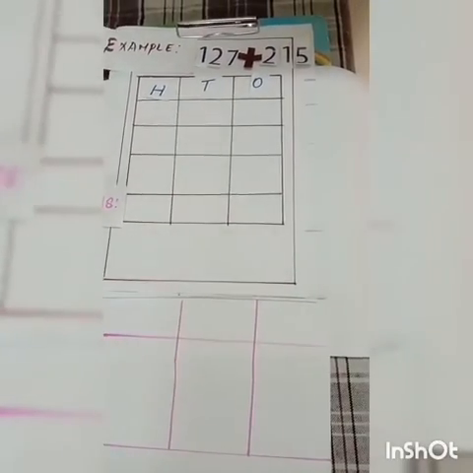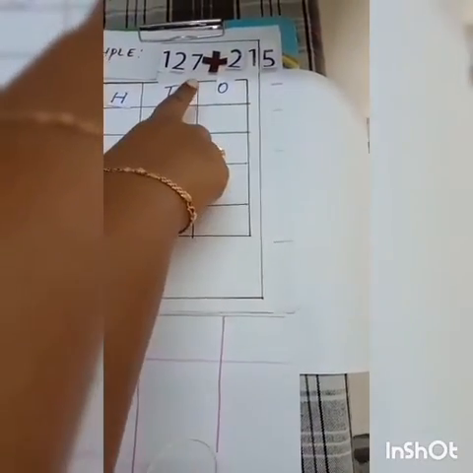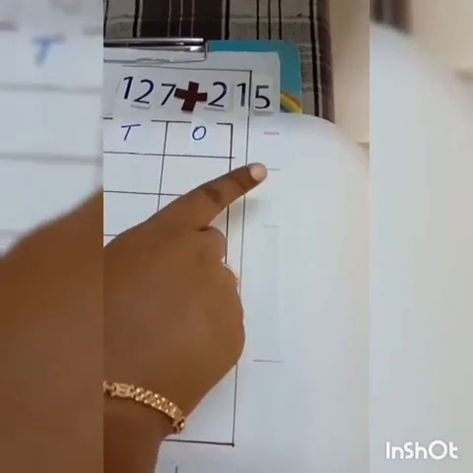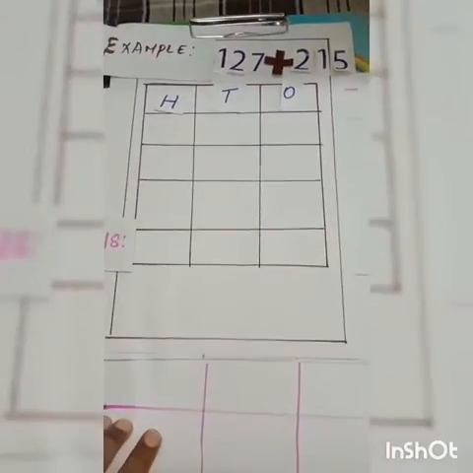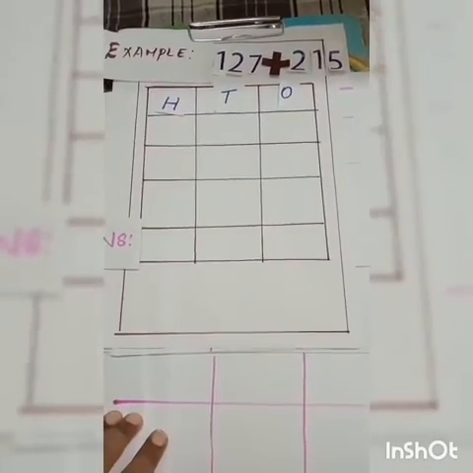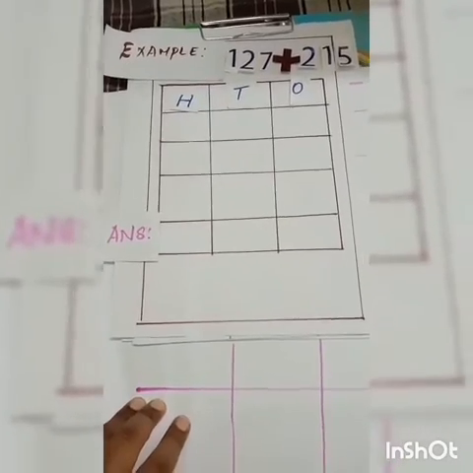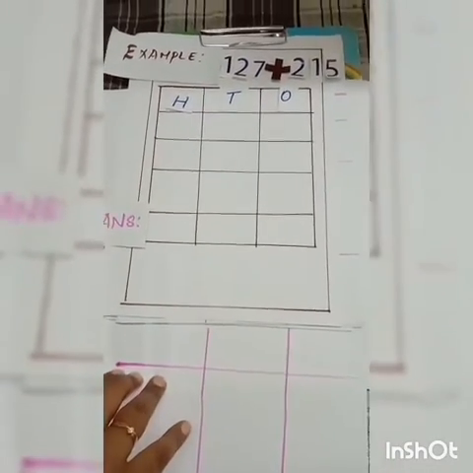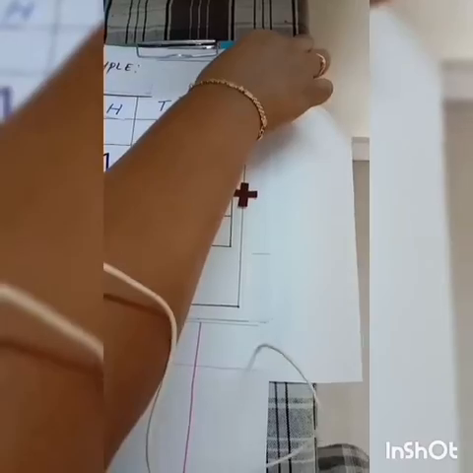Now we will directly add the numbers 127 and 215. Let us look at the process of addition of these numbers. Step 1. Place the numbers in hundreds, tens and ones columns. That is 127 added with 215.